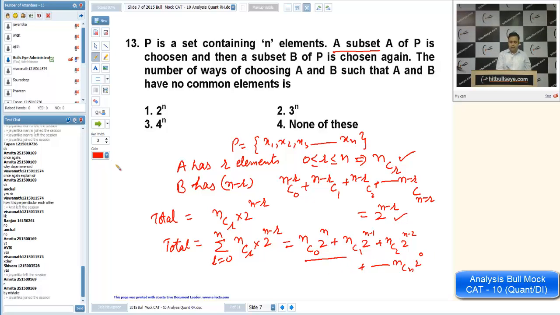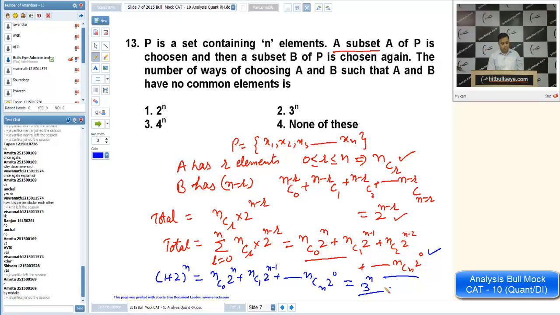Now this expression is nothing but the expansion of (1 plus 2) raised to power n. 1 plus 2 raised to power n is equal to nC0 2 raised to power n plus nC1 2 raised to power n minus 1 plus so on up to nCn 2 raised to power 0. So (1 plus 2) raised to power n is equal to this expression, and from here we can safely say that this value is equal to 3 raised to power n. Okay, any doubt in this question?